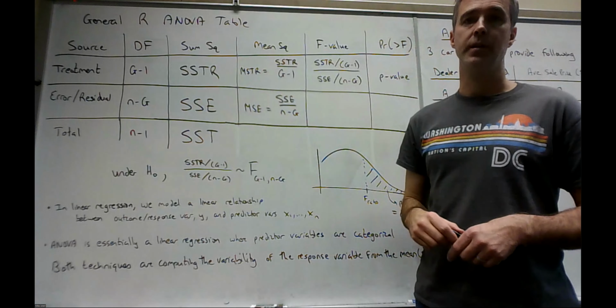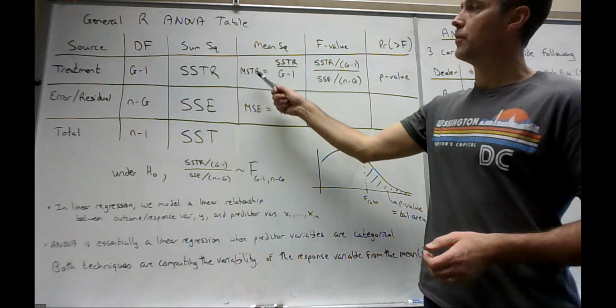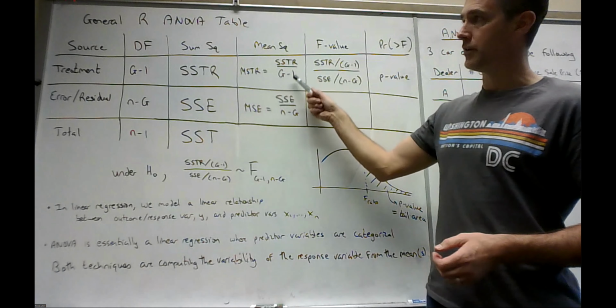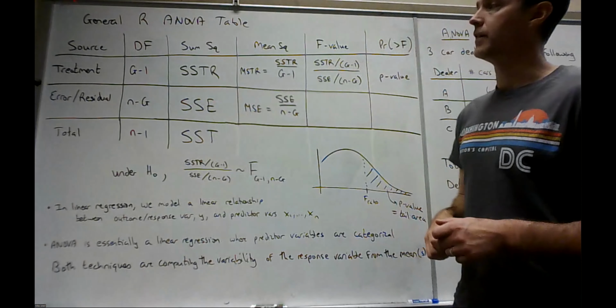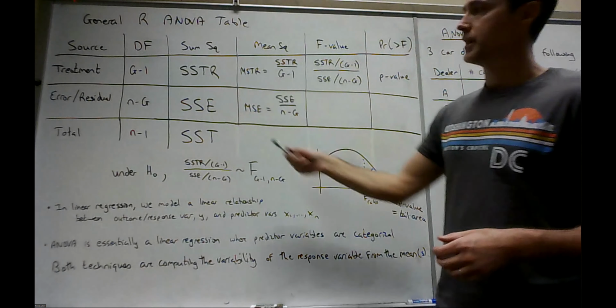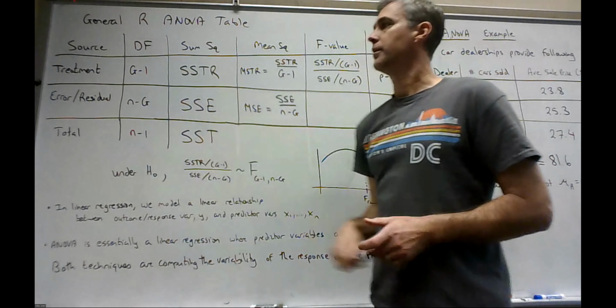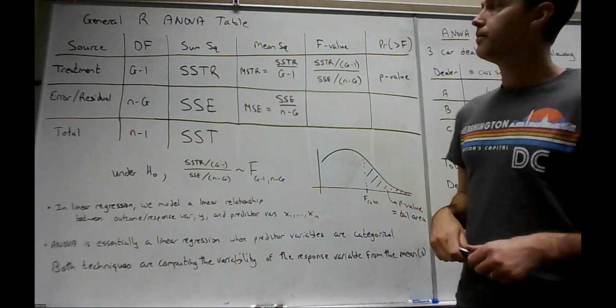The mean square then simply scales down the sum of squares by the appropriate factor, which for the F test or ANOVA test is the degrees of freedom. So the first row, we're going to take the SSTR and divide by the degrees of freedom, G minus 1. Technically, that gives us the mean sum of squares for treatment. The second row, we're going to take the SSE and divide it by its degrees of freedom, and that's going to give us the mean squared error.